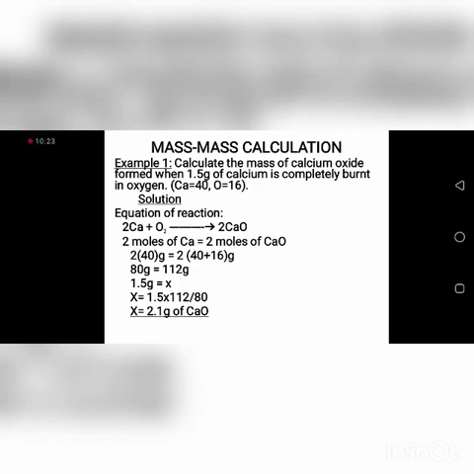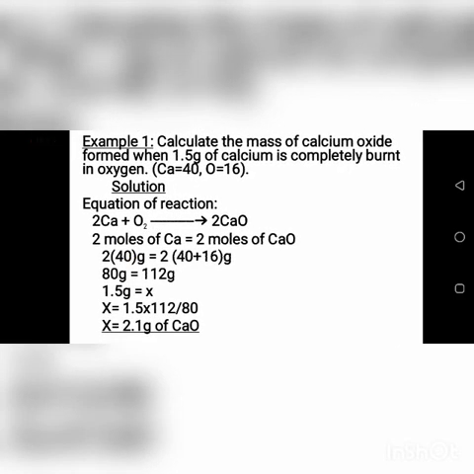So let's look at another aspect. This is mass calculation. You'll be given mass and required to calculate mass. In the previous one, we were given mass and asked to calculate mole. But in this case, it is a mass calculation. Here is an example: Calculate the mass of calcium oxide formed when 1.5 grams of calcium is completely burnt in oxygen, and you are given the mass numbers of the atoms required.